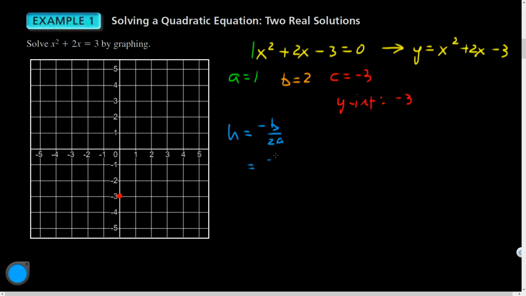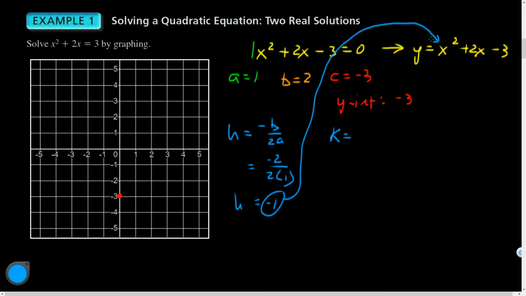And you guys are getting faster at these things, so for the full explanation, you can go back to my chapter 8 videos. -2 over 2 is -1, so that's h. To find k, I then took that h and plugged it in for all of the x's. Y'all recognize this. And so I'm going to have x squared plus 2x minus 3, except what I'm doing is replacing the x's with -1s.